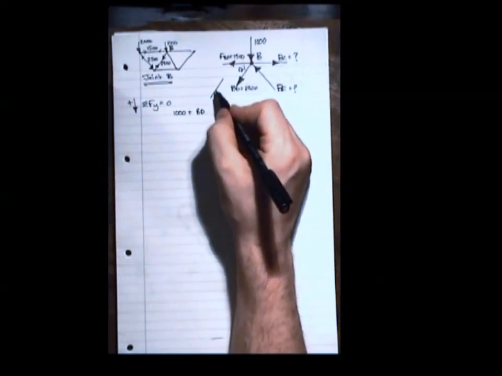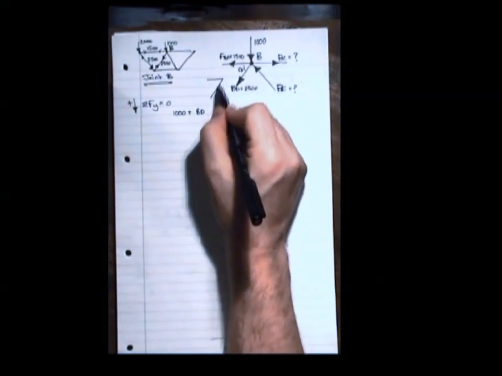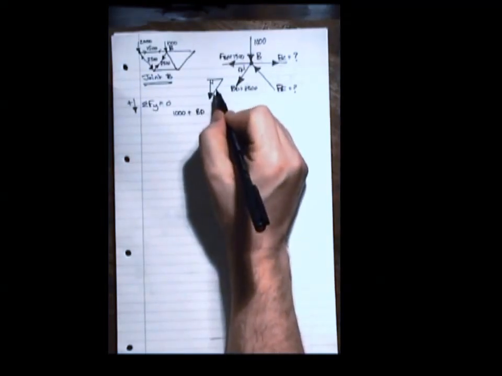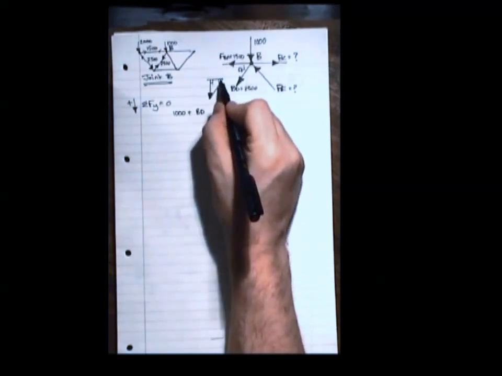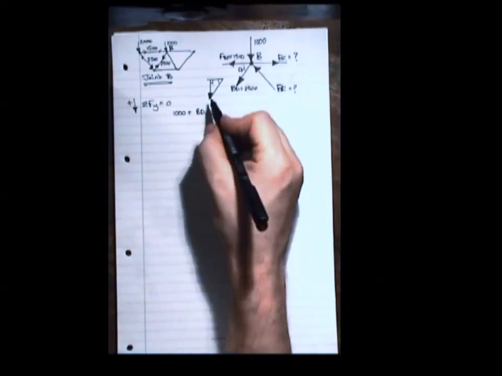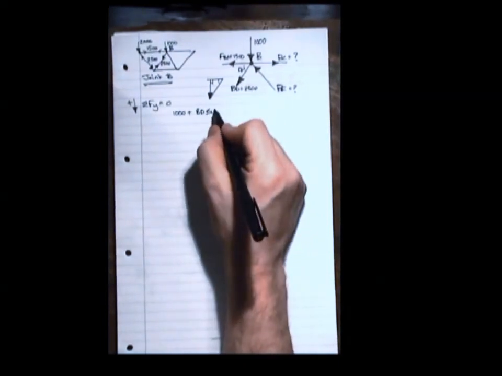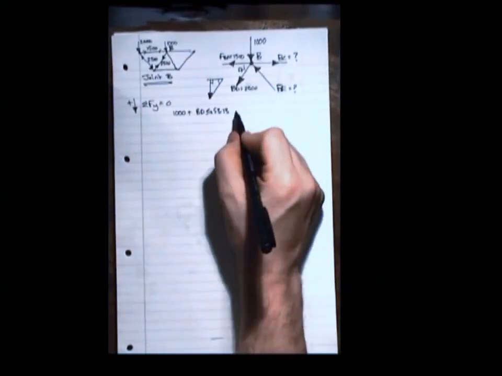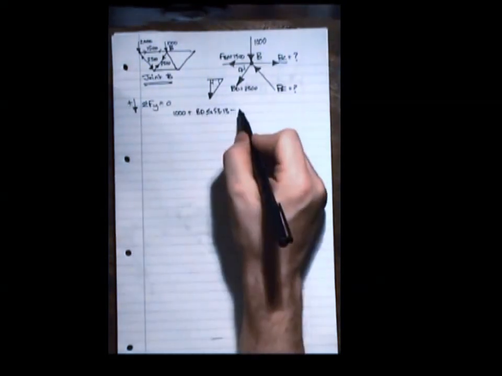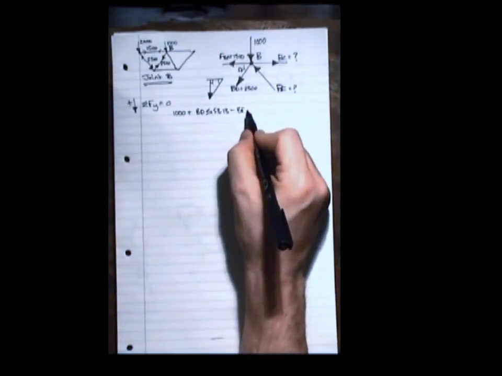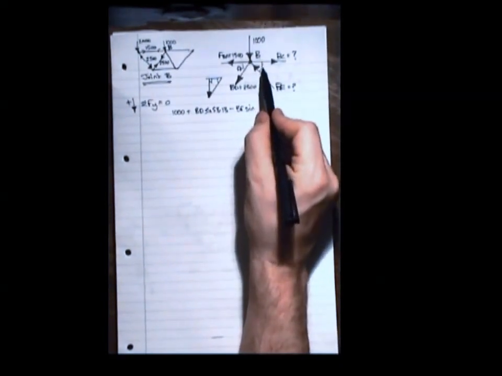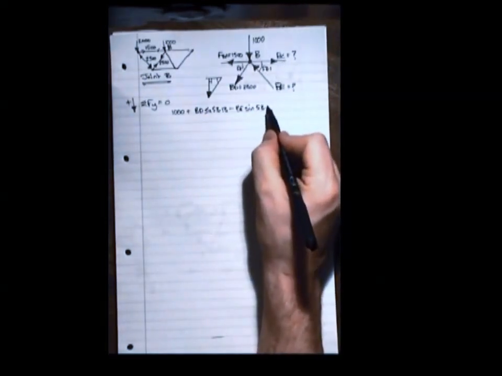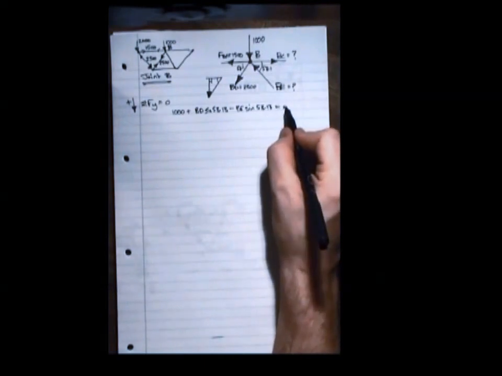So we've got the BD of 2,500 with an angle. And how much of that is acting downwards? So if you can imagine, a 90 degree triangle, 2,500 there. It's opposite the angle, so it's sine. So BD sine 53.13. We've got our BE going upwards, so it's minus. So BE sine, and this angle here is also 53.13, and all of that will equal zero.